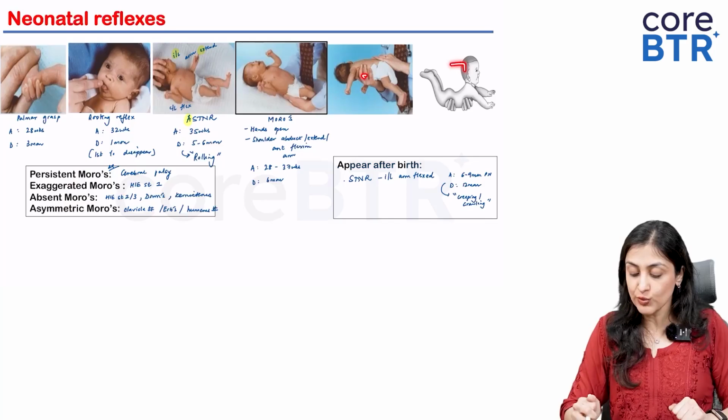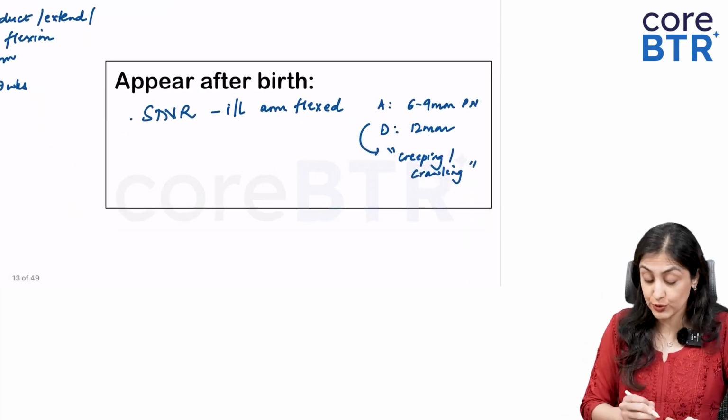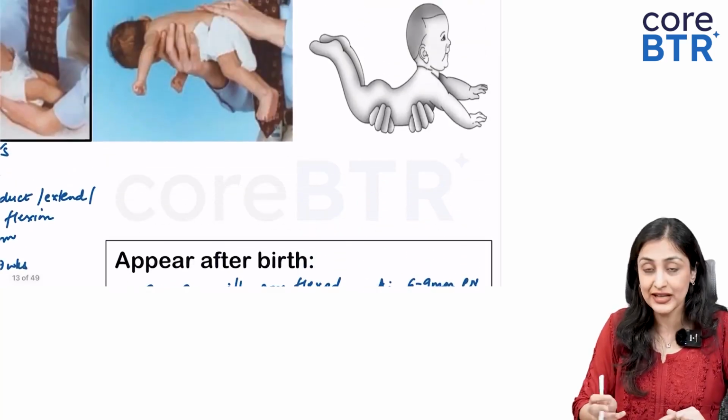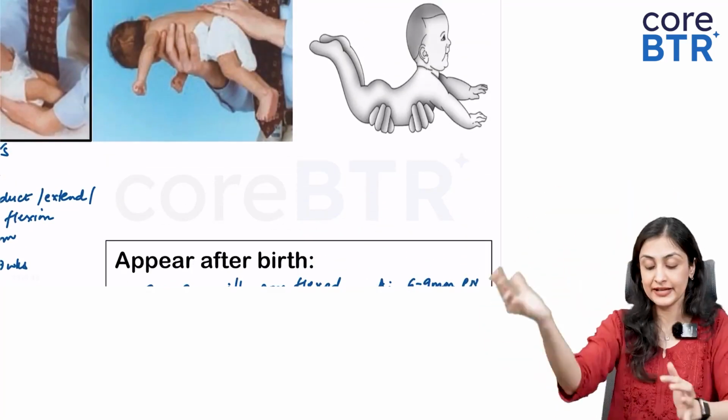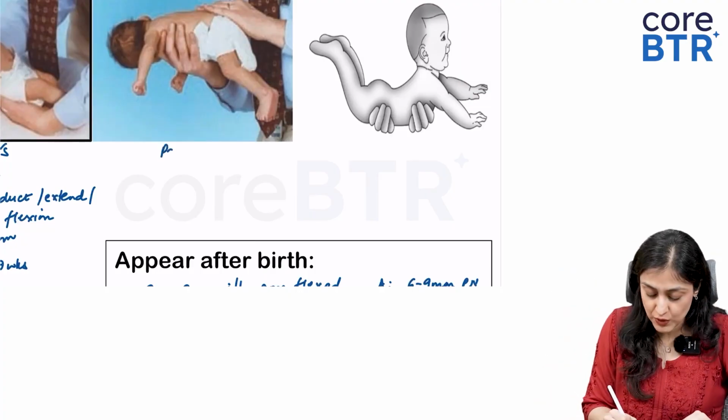Then we have two more reflexes which appear after birth. So one is the symmetric tonic neck reflex. The next one that you are seeing, they are turning the baby upside down. So this is where you do bungee jumping, you know, you fall like this. So this is what is a parachute reflex.